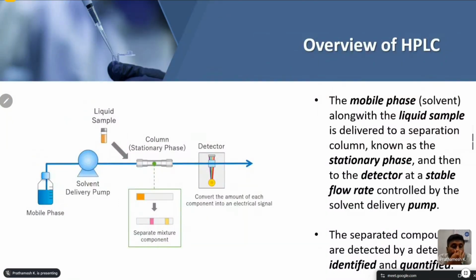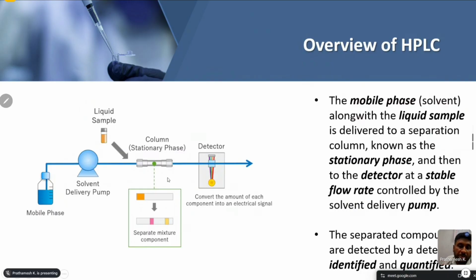If you have a look at it, it's a very crude, very core schematic diagram which I've made out here. In that bottle, what you can see is the mobile phase, which is nothing but the solvent. Then you have a pump out here. Then you have the sample, which is a mixture of components that you are looking to separate out. Then you have a column. Then you have a detector.